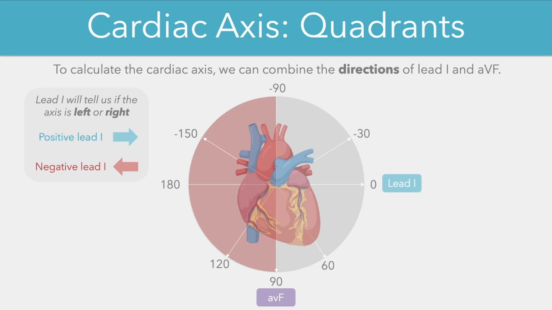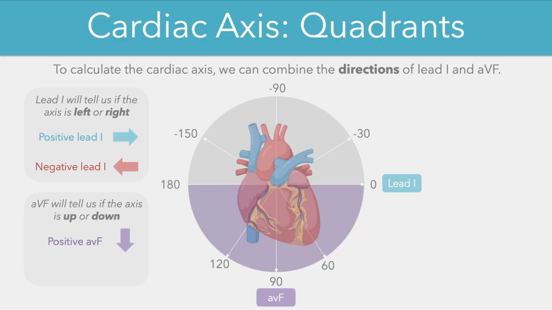Using the same logic, we can take a look at lead AVF, which can tell us if an axis is upwards or downwards in direction. For example, when the overall cardiac impulse is moving towards lead AVF, this will be picked up as a positive deflection, telling us that the axis is downwards. Alternatively, if the impulse is traveling away from lead AVF, this will be picked up as a negative deflection, telling us that the axis is upwards instead. You can see how we can combine the information from lead 1 and AVF to isolate the cardiac axis to a particular quadrant using this method.